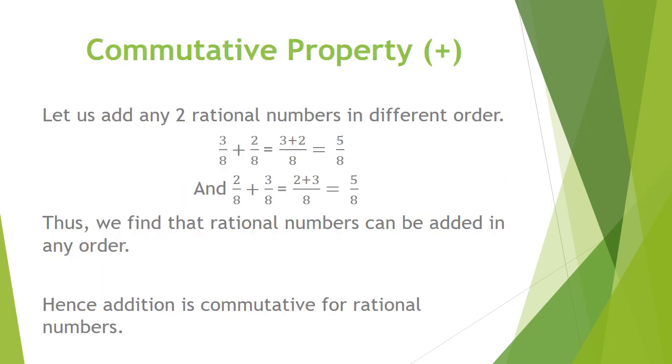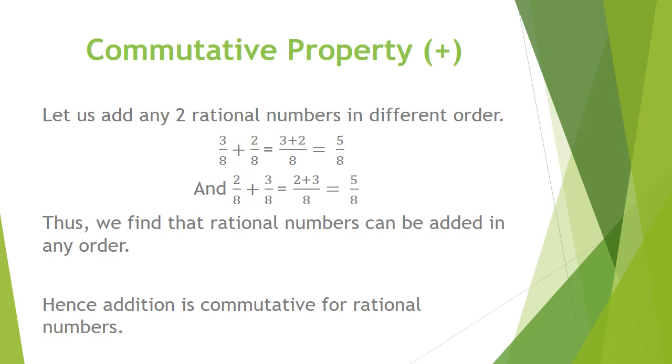Next property is commutative with respect to addition. Let us add any two rational numbers in different order. Take two rational numbers 3 by 8 and 2 by 8. Take their sum, 3 by 8 plus 2 by 8, answer will be 5 by 8.